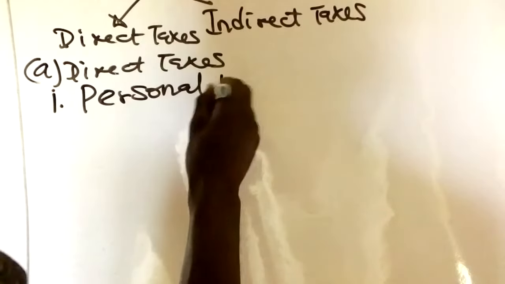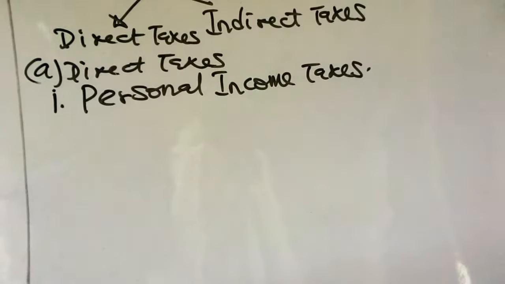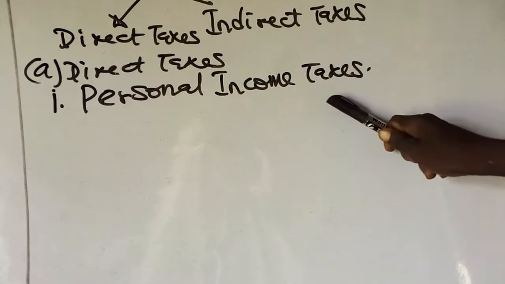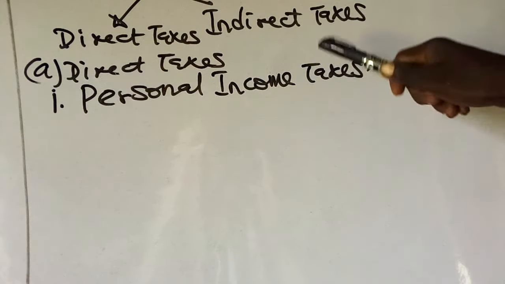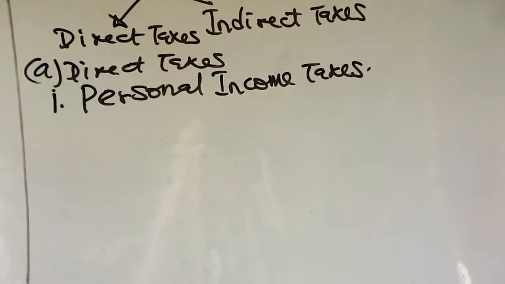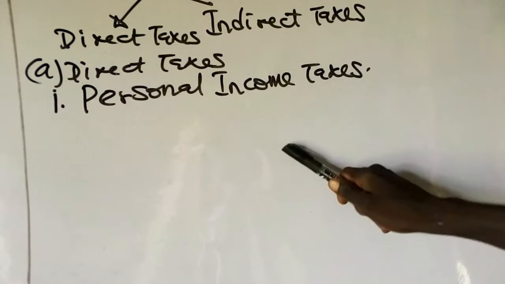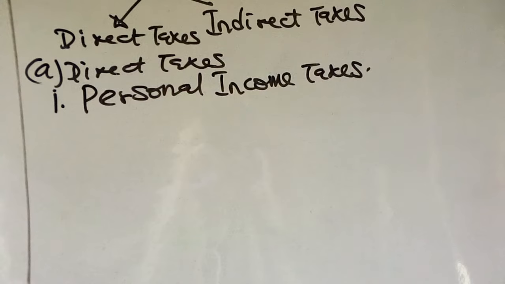Personal income tax is levied directly on the income of individuals after all necessary tax relief has been deducted. A good example of personal income tax is PAYE.